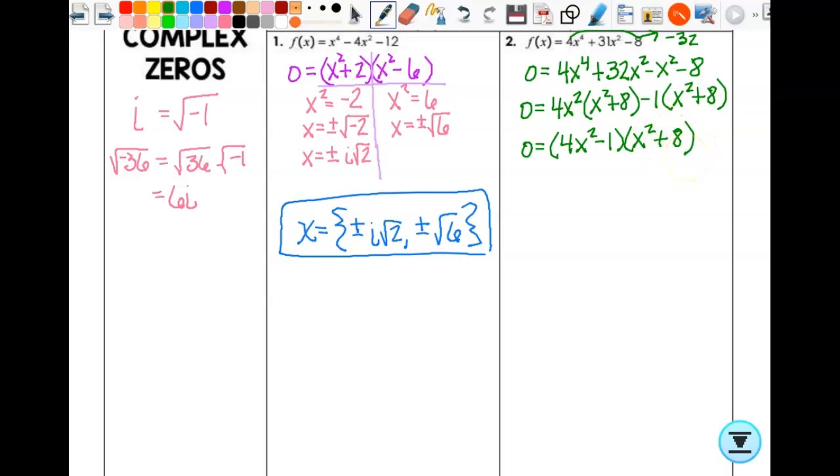Can I factor that first one more? Okay, thank you. Is the first one a difference of squares? Yes, it is. So 0 is equal to 2x plus 1 times 2x minus 1. And then this is not a difference of squares, so that is x squared plus 8.